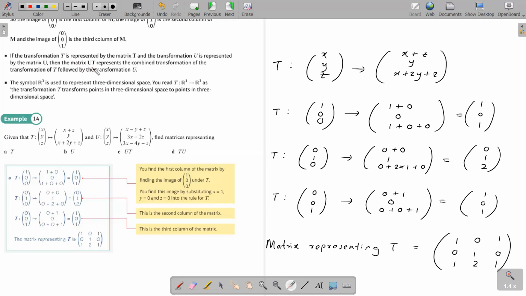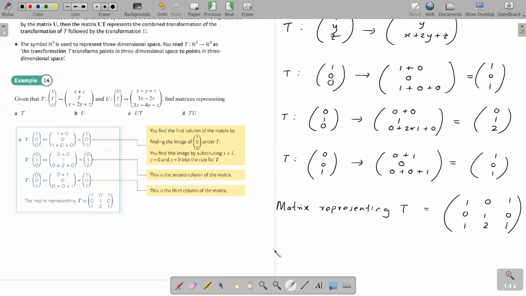That means the transformation that happens first is written on the right side. The transformation that happens second is written on the left side. Now, UT looks like U is first, T second, but no. UT represents T followed by U, which means T happens first, U happens second. This is a rule you learn in the Further Pure 1 book, right? So is this part clear to you? When you say TU, the matrix TU means transformation U followed by transformation T. Are you with me?